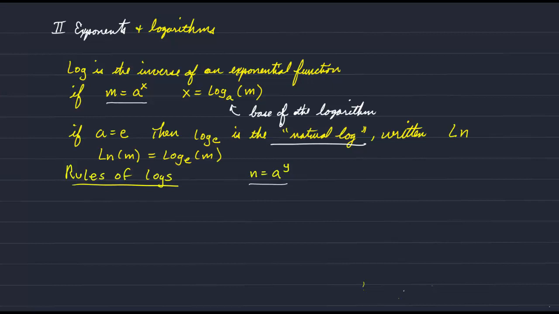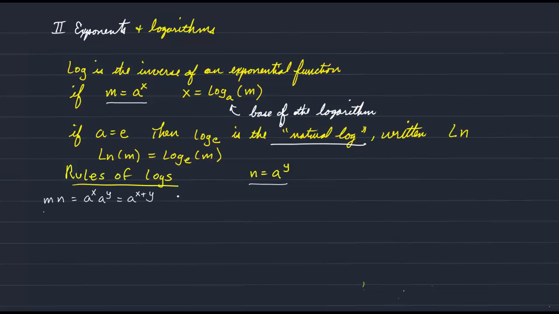So the first example is what happens if we multiply m by n. If we do that, we see that we have a to the x power times a to the y power. So we have a multiplied by itself x times, a multiplied by itself y times, so that's a to the x plus y power.